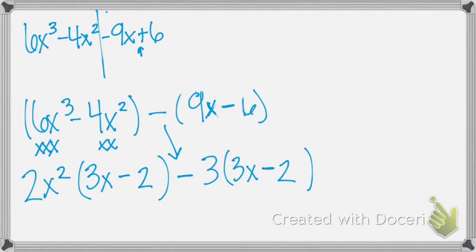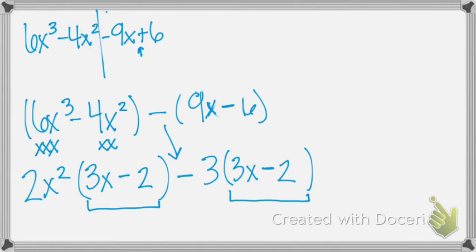Now, here's how you know your answer is right. This is very important to know. Here's how you know your answer is right. When your two sets of parentheses are the same, that means your answer is correct. If those are different, you have done something wrong and you need to start over. Okay? So now we factor out the common binomial.